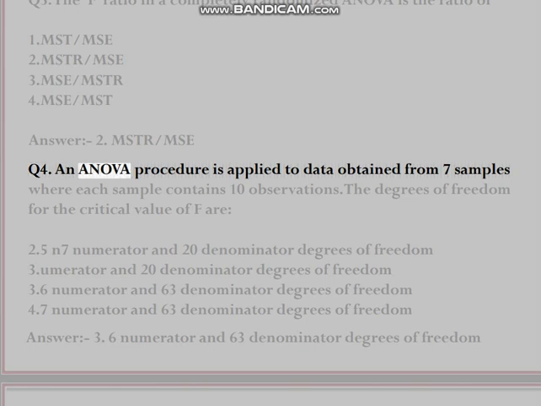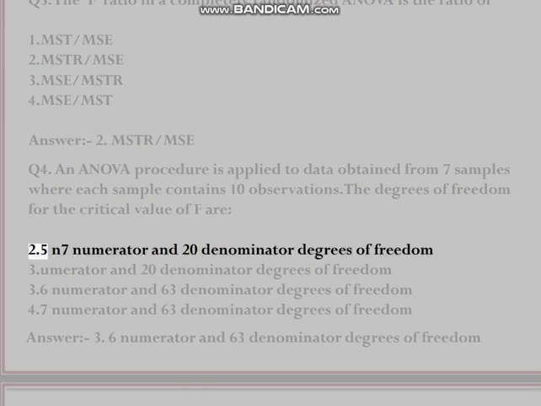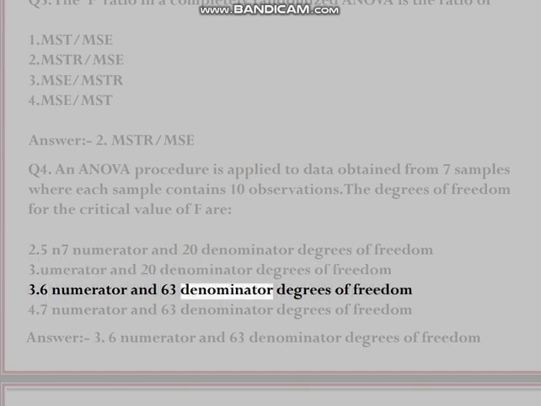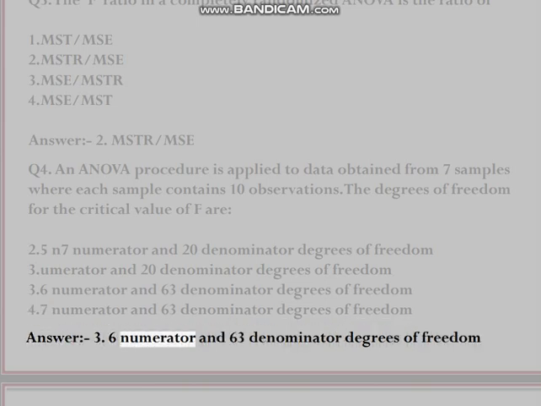Q4. An ANOVA procedure is applied to data obtained from 7 samples where each sample contains 10 observations. The degrees of freedom for the critical value of F are: 2. 5 numerator and 20 denominator degrees of freedom, 3. 6 numerator and 63 denominator degrees of freedom, 4. 7 numerator and 63 denominator degrees of freedom. Answer 3. 6 numerator and 63 denominator degrees of freedom.